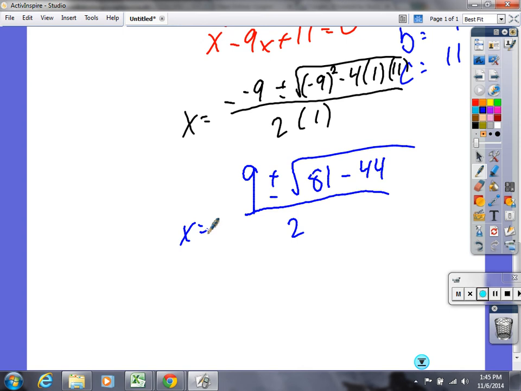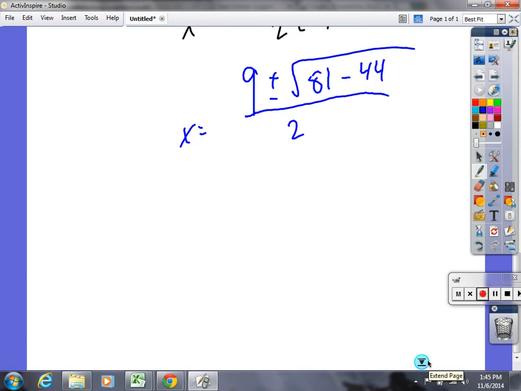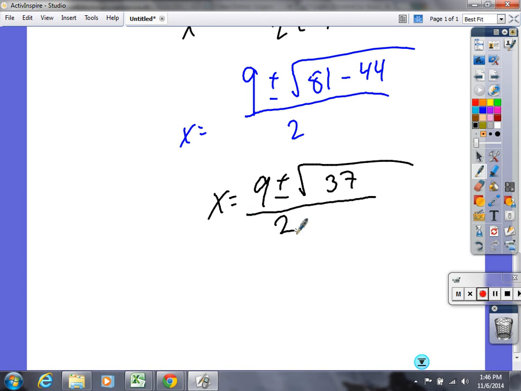Okay? We're not done yet, because this isn't simplified here, right? So now I have x equals 9 plus or minus the square root of 81 minus 44, which is 37, I believe, all over 2. That's it. That's my answer. You want to simplify it down? I can't. Yeah, you can. No, you can't. Never mind.